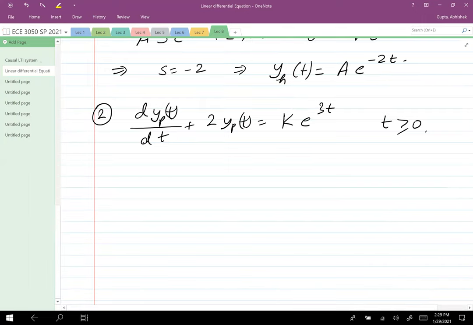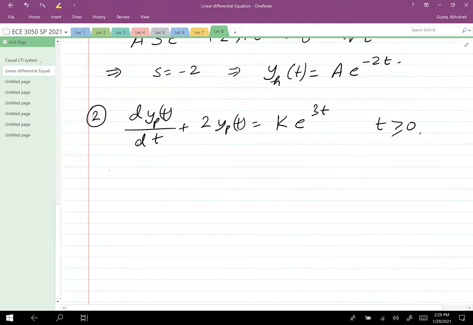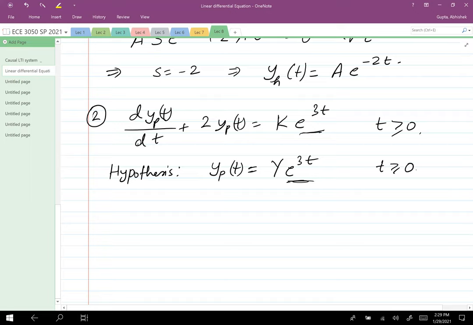So let's apply the same trick. I'm going to assume my hypothesis is yp of t would be y e raised to 3t. Okay, so my input is an exponential signal, so I'm going to assume that my output is also going to be an exponential signal, and this is of course for t greater than or equal to 0. This is a causal system, so for t less than 0, everything has to be equal to 0 because there is no input. Okay, so this is my hypothesis.